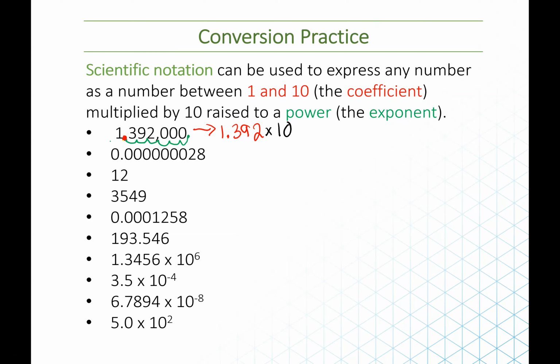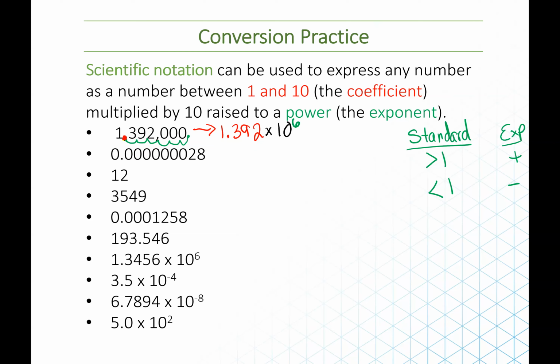1,392,000 is a big number. Remember our shortcut. If our standard number is greater than 1, our exponent is positive. If our standard number is less than 1, our exponent is negative. So this is a number greater than 1, so we are going to have a positive 6. Okay, let's practice on the next one.